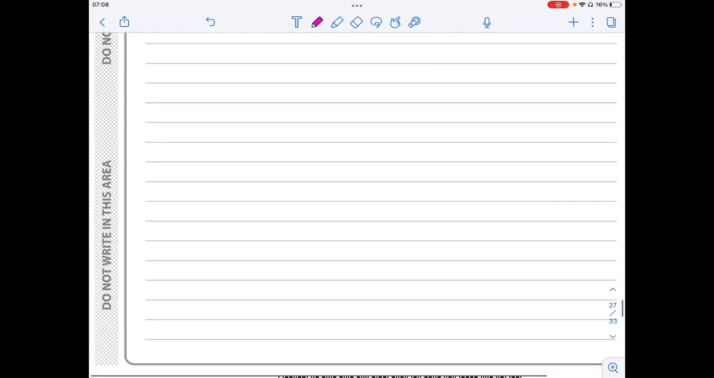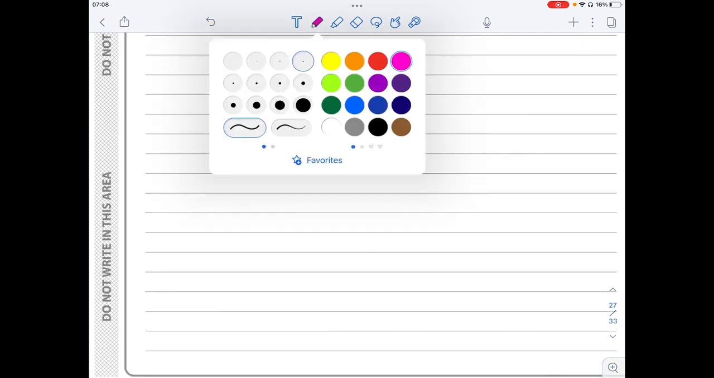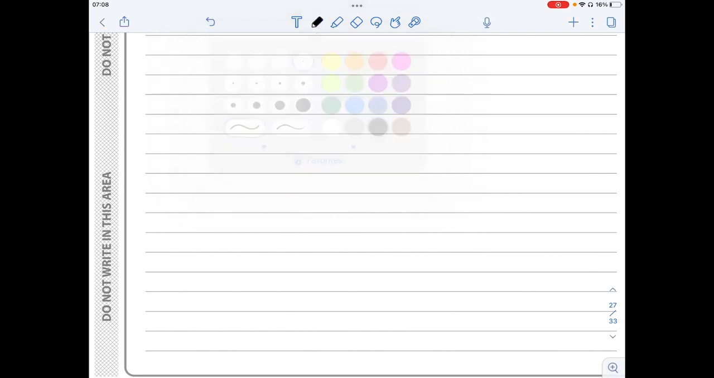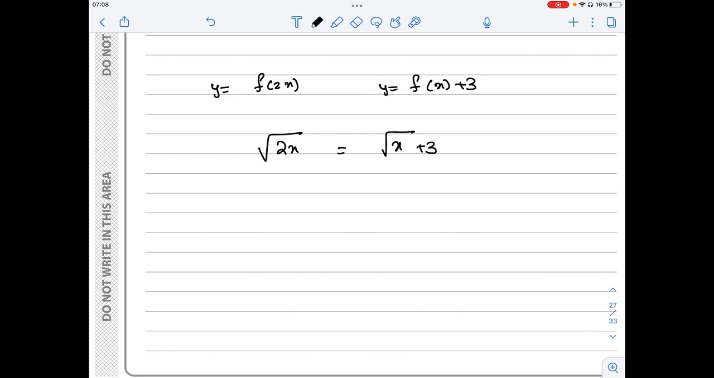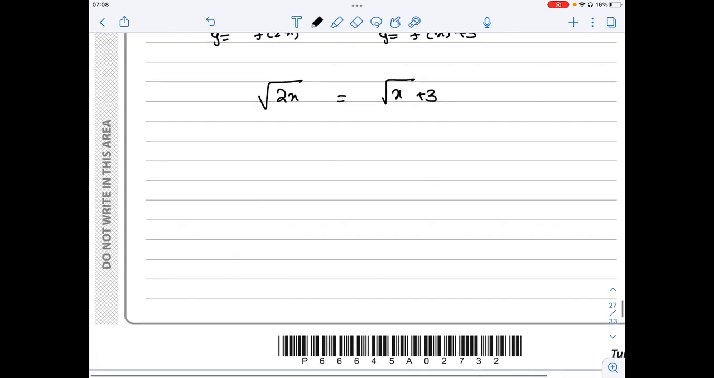It has been given that y equals f of 2x and y equals f of x plus 3 do intersect. f of 2x means square root of 2x, and f of x plus 3 means square root of x plus 3. So what do I get from there? Square root of 2 times square root of x minus square root of x equals 3. Square root of x common: root 2 minus 1 equals 3.